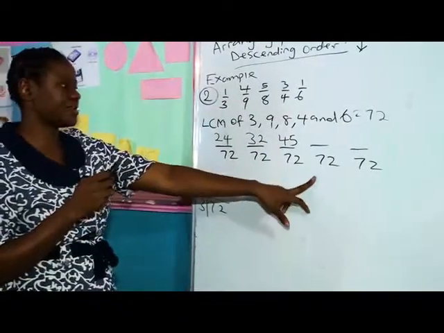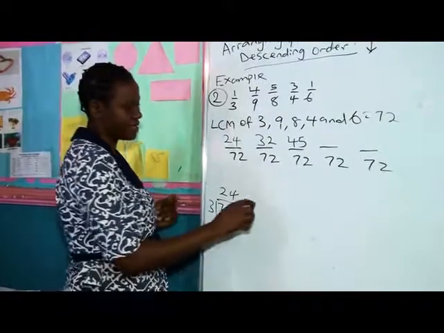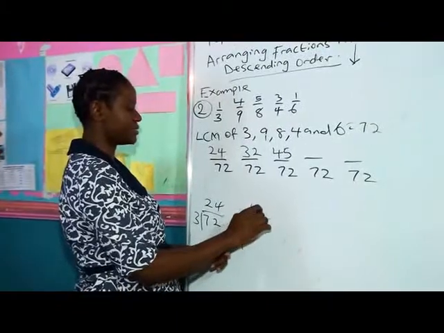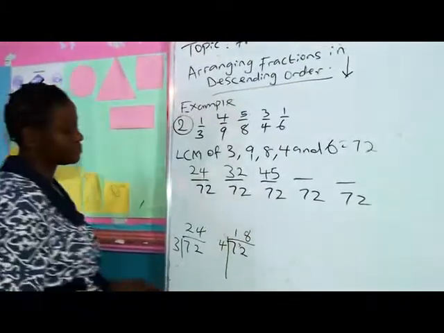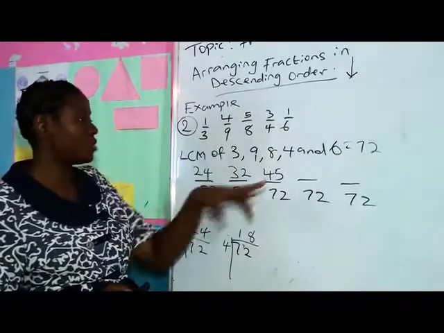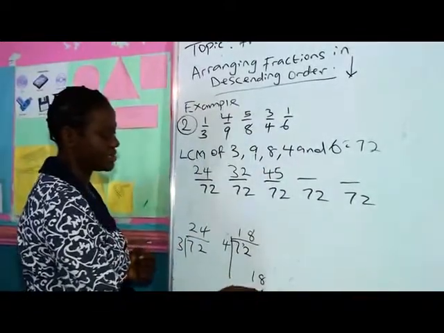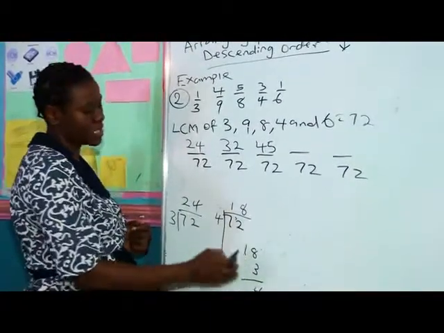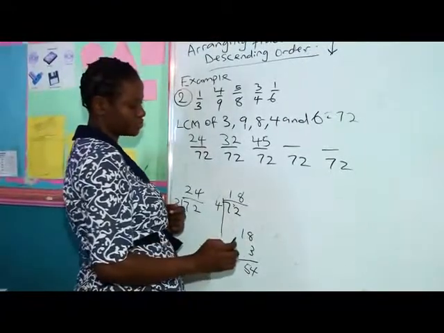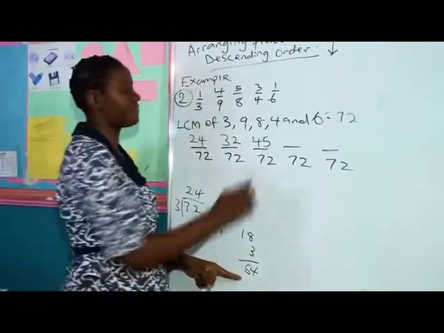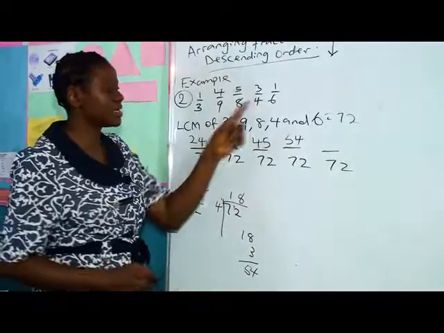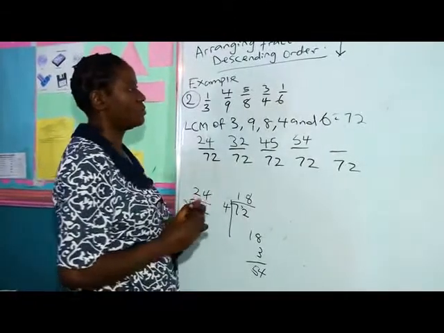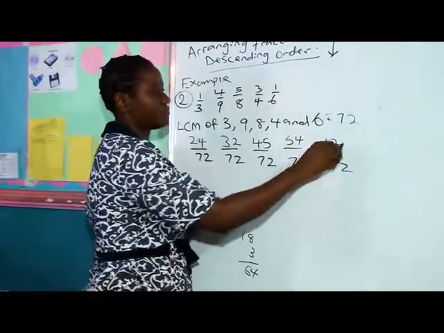How many 4s can I find in 72? 18. Now 18 times 3: 3 times 8 is 24, 3 times 1 is 3, plus 2 is 5, that's 54. How many 6s can I find in 72? 12. Now 12 times 1 is 12.